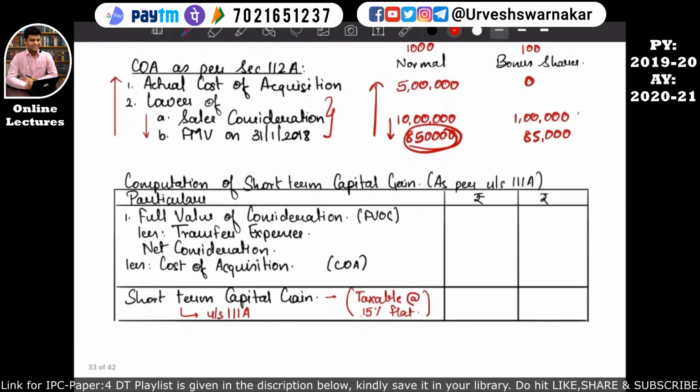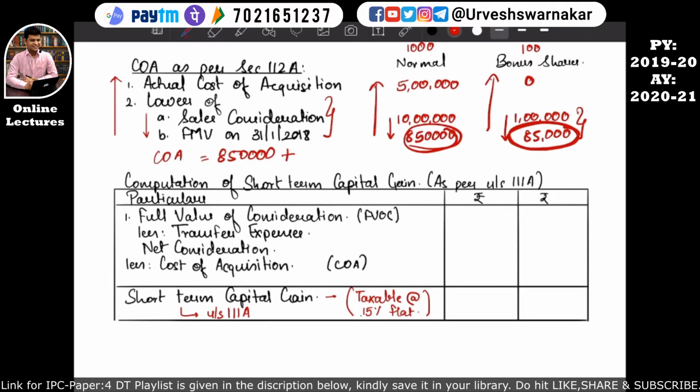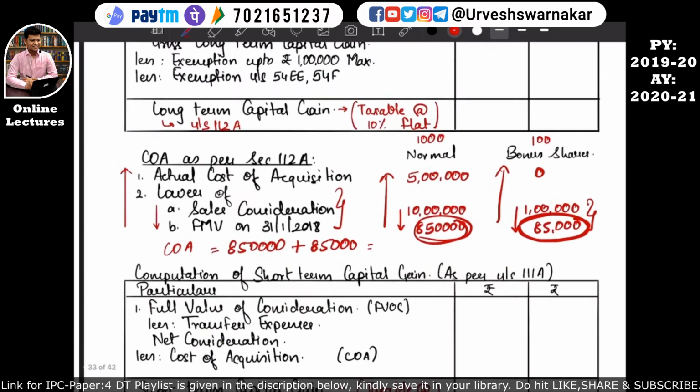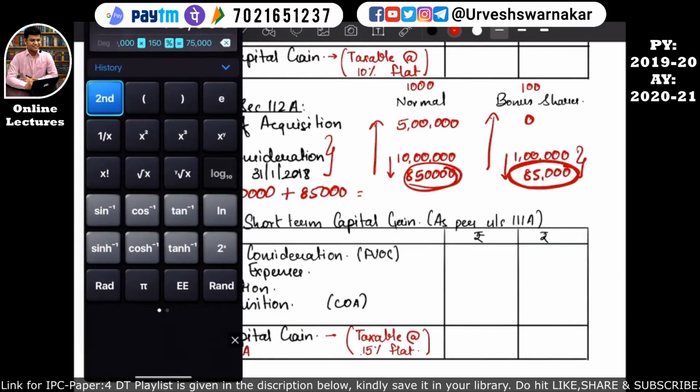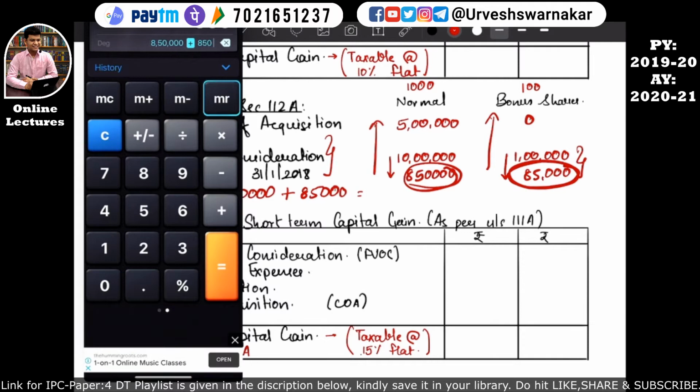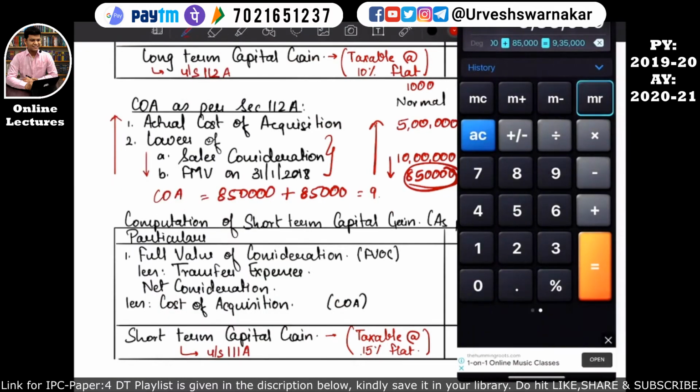So I'll mention over here cost of acquisition 8,50,000 plus we are going to find out cost of acquisition for this bonus shares also. Over here we will again compare this 1 lakh with 85,000 and we will compare whichever is lower of this two with the actual cost of acquisition. Whichever is lower of this two is 85,000, and whichever is higher of this two, that is actual cost and this 85,000, is 85,000, that is the fair market value. So we will write over here 85,000. So the cost of acquisition of this total shares, that is the normal shares and the bonus shares, is equal to 8,50,000 plus 85,000, which is equal to 9,35,000.